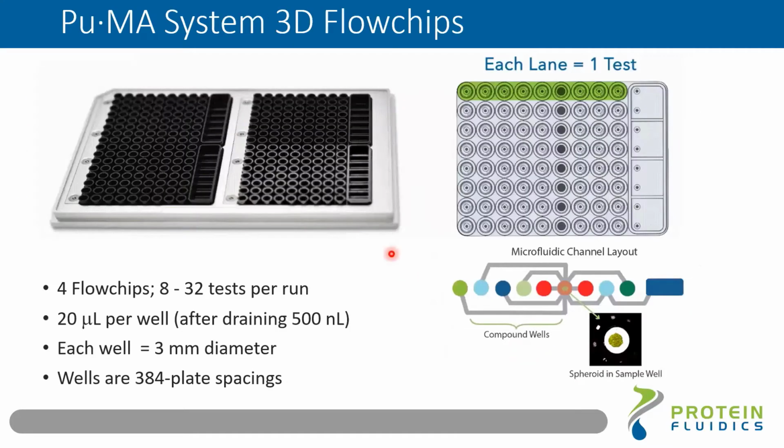The Flowchips have been developed over the past several years. And while they look like a 384-well plate, it's actually a lot more than that. Each chip has 8 lanes. Each lane is one test. And in each lane, there's a sample well in the middle. And here you can see a spheroid placed at the bottom of that sample well. Each sample well is connected to multiple reservoirs, so you can do media exchanges, staining, conditioned media sampling, etc., all done automatically through these microfluidic channels which connect the different reservoirs.